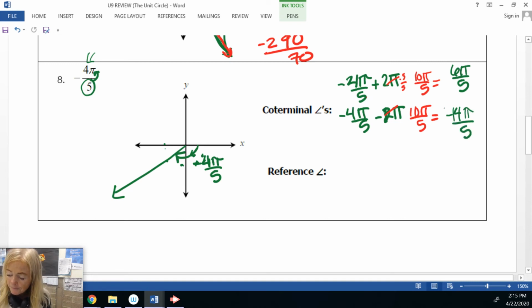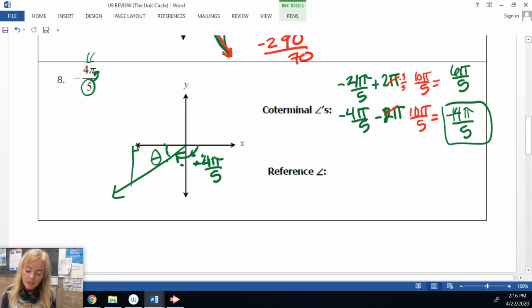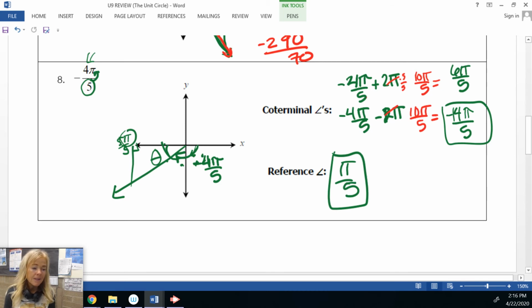All right. And then our reference angle, that means what is this angle right here? If we tie back here, what is that angle? And if we've traversed 4 pi over 5 to get to pi, we have one more pi over 5, and that gives us 5 pi over 5, which is just pi. So we're missing a pi over 5 to get to pi. And that's your reference angle.